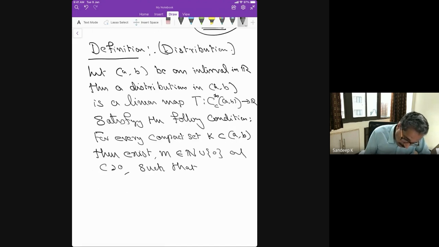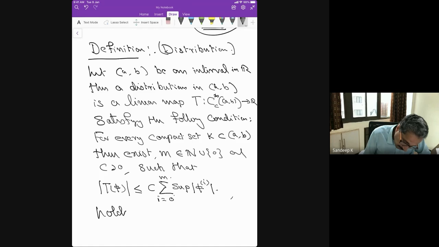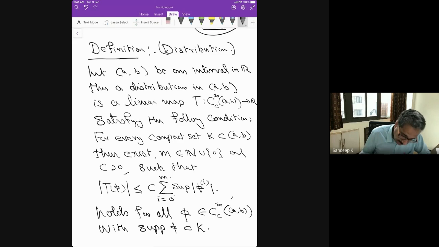such that the modulus of T of phi has to be less than or equal to this constant C times the summation i equal to 0 to M of the supremum of the i-th derivative of phi. This holds for all phi in C_c infinity of AB with support of phi contained in the compact set K.